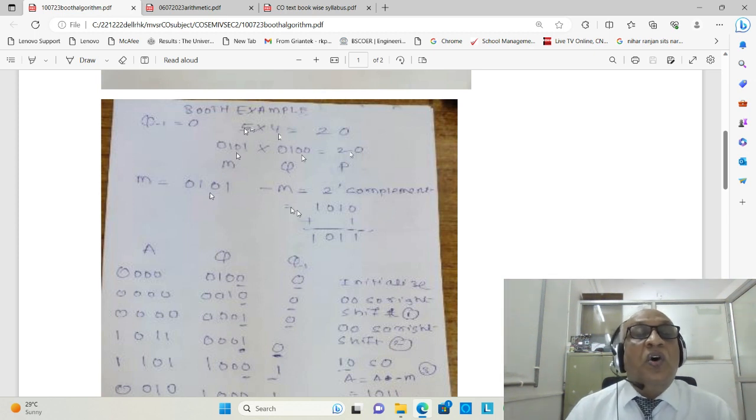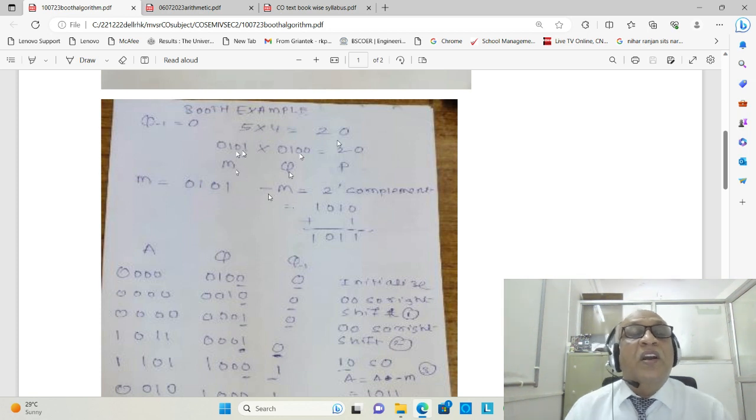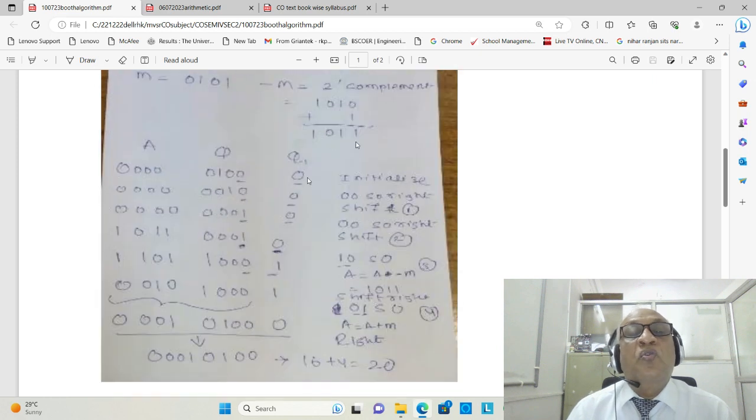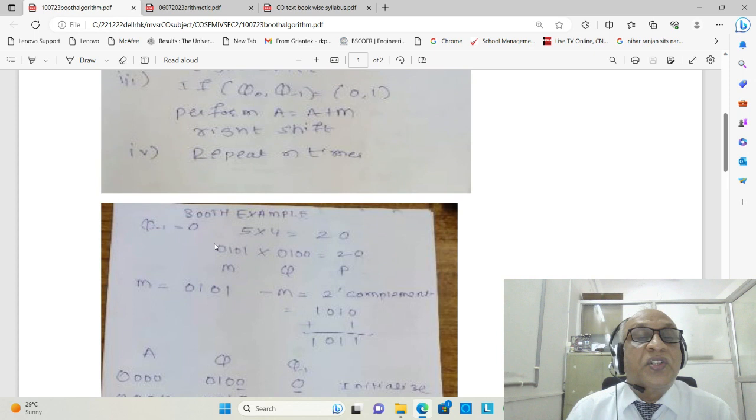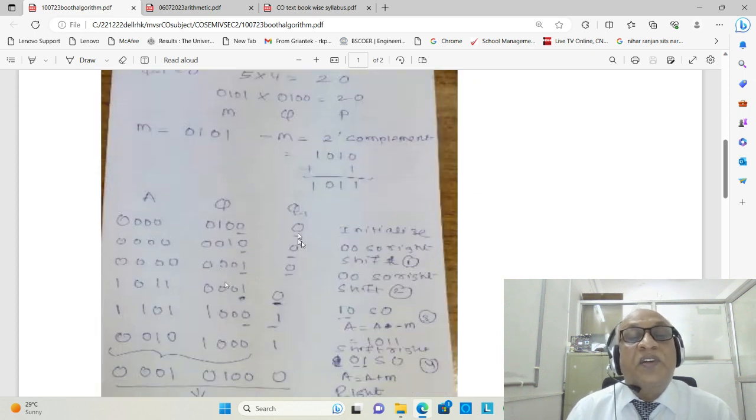So for M, we have to beforehand convert this M into minus M for further requirement. Minus M will be the 2's complement of M. The value of M is 0 1 0 1, so the 2's complement of M will be 1 0 1 1. Now A is 0 0 0 0, Q is 0 1 0 0 and Q minus 1 is 0.